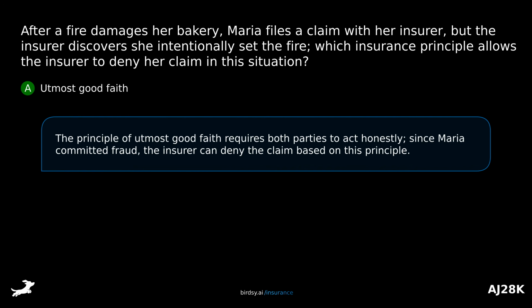The correct answer is A, utmost good faith. The principle of utmost good faith requires both parties to act honestly. Since Maria committed fraud, the insurer can deny the claim based on this principle.